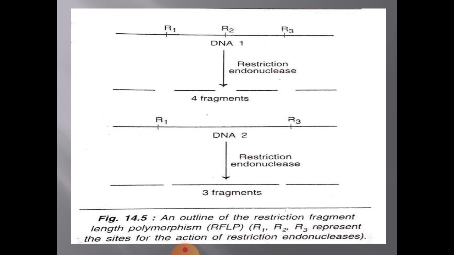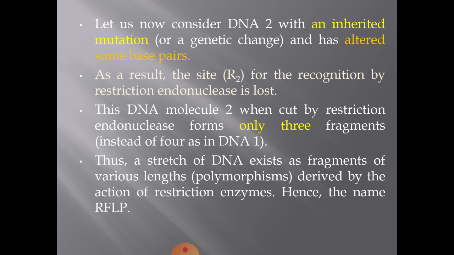So hence the name RFLP. Okay. Now, same thing I have explained here. DNA 2 has an inherent mutation, therefore altered base pairs, and as a result R2 is missing. Therefore, when it is cut by restriction endonuclease, you get only 3 fragments instead of 4 as you see in DNA molecule 1. So this is what exactly happens in RFLP, and this is how analysis is done.